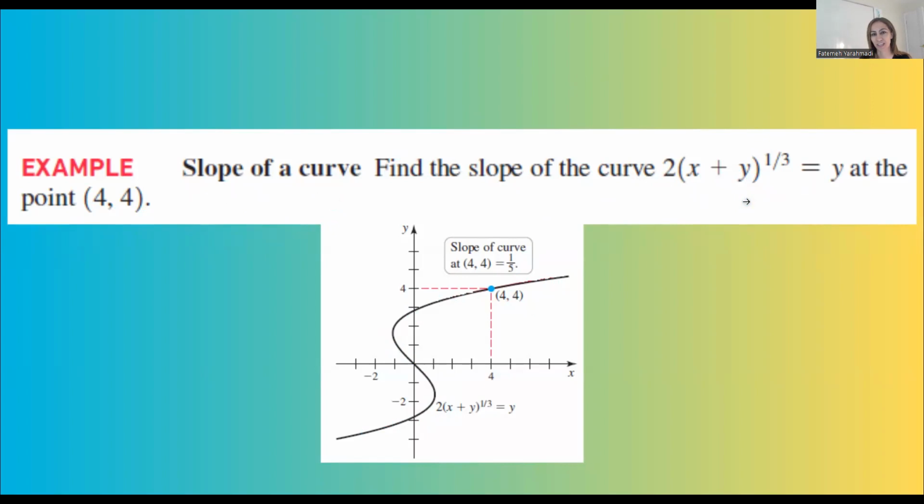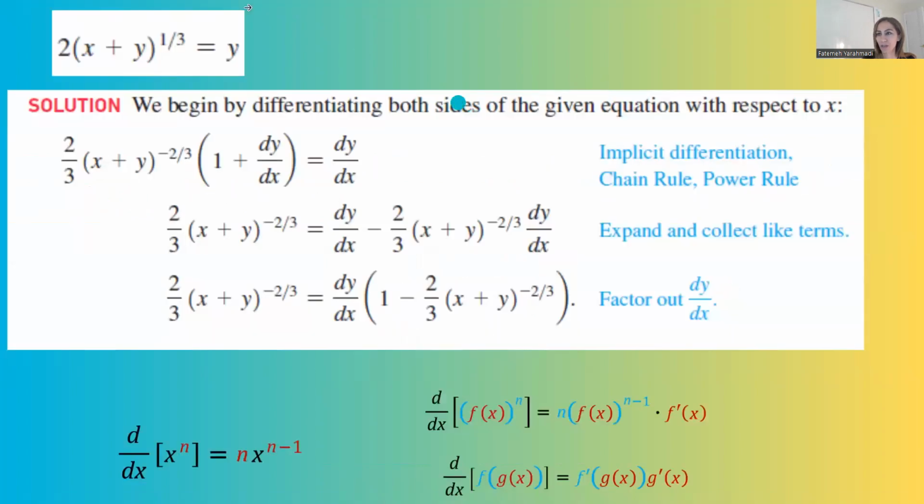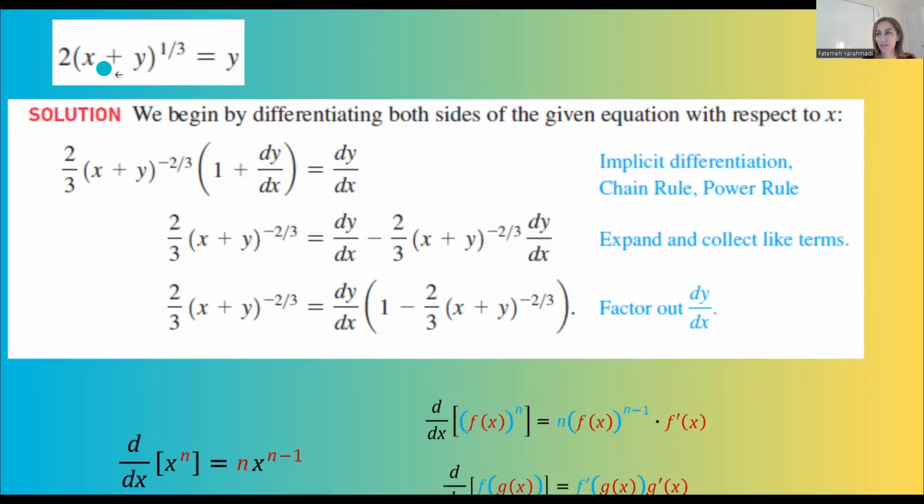You have a relation between x and y, and none of them are isolated on one side. Very good. So we're going to start by taking the derivative of this relation. To take the derivative, we need to apply different techniques that we learned in calculus. First of all, you have a quantity raised to the power of a third, so you're going to use the power rule. You get 2 times 1/3, which is 2/3, times (x plus y) to the a third minus 1. Note that we have to subtract 1 from the exponent. That's how you end up with negative 2/3.